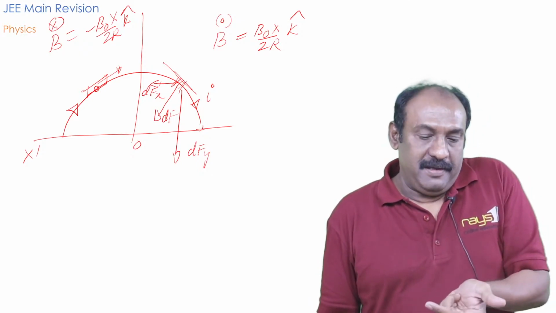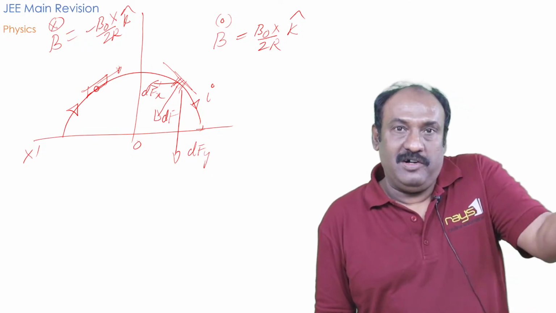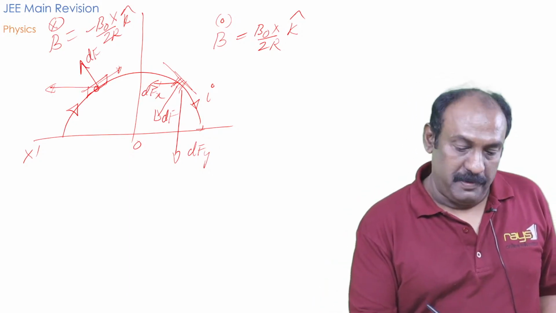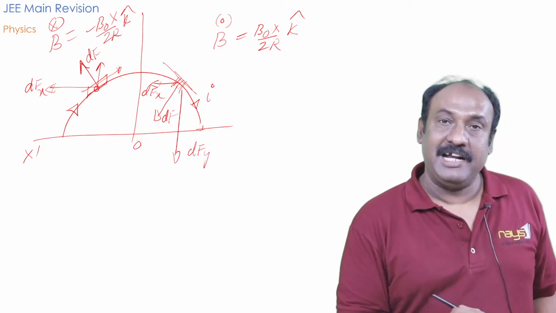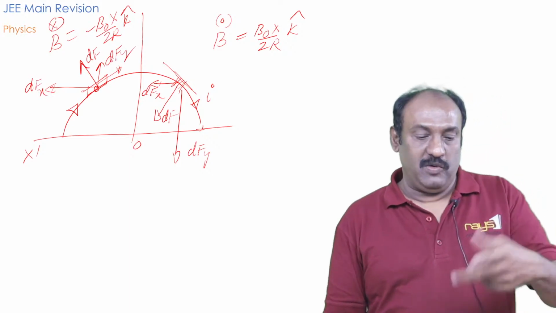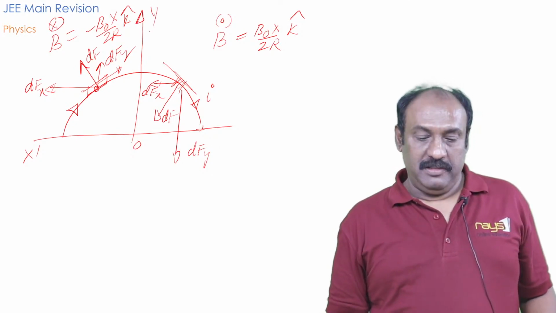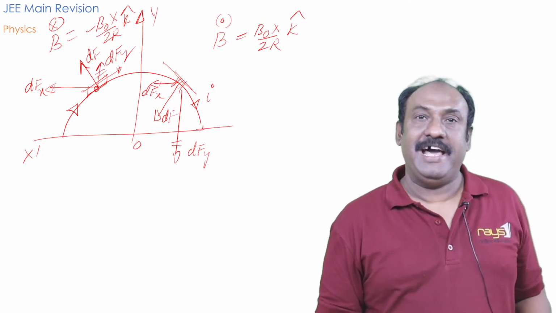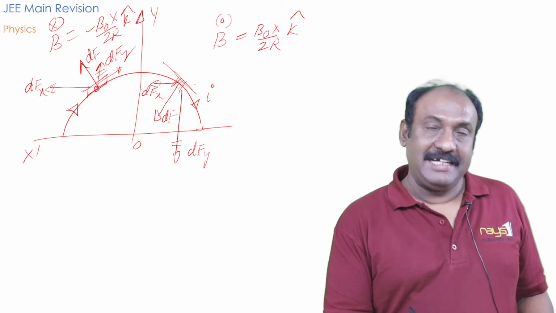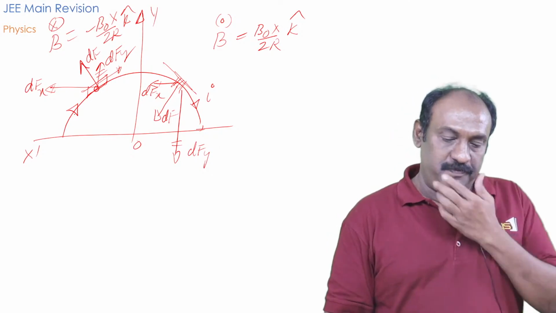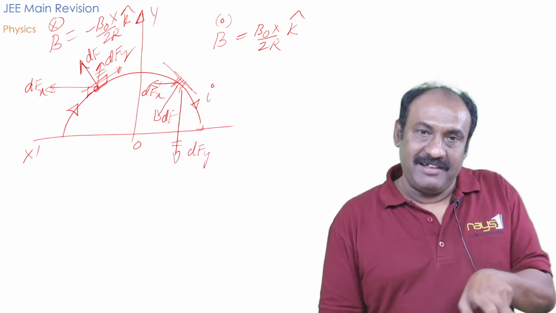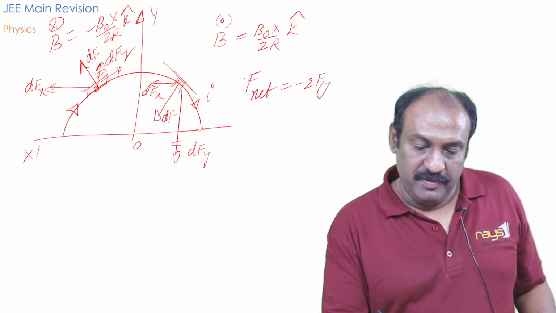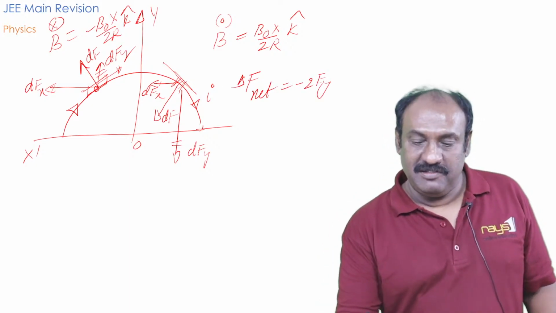So here the force acts outward, that is dF. This dF is again classified into two components, dFx along the negative x direction and dFy along the positive y direction. The components dFy along positive y and dFy along negative y get cancelled. Only the dFx components remain, so the net force is along negative x direction, minus 2Fx.